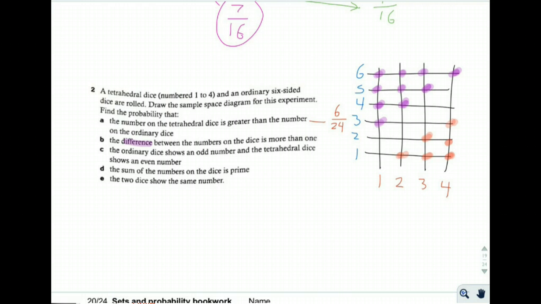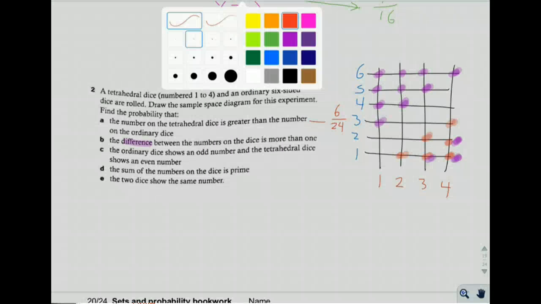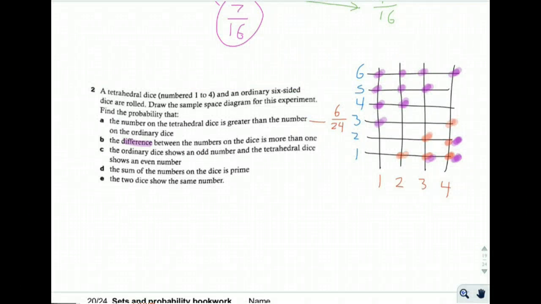Let's see. 2 minus 1 doesn't cut it. 3 minus 1, yes. 4 minus 1, yes. 4 minus 2, yes. 4 minus 3, no. Okay, so all the purple ones, that's 1, 2, 3, 4, 5, 6, 7, 8, 9, 10, 11, 12, 13. So 13 outcomes that satisfy the condition out of 24 total.